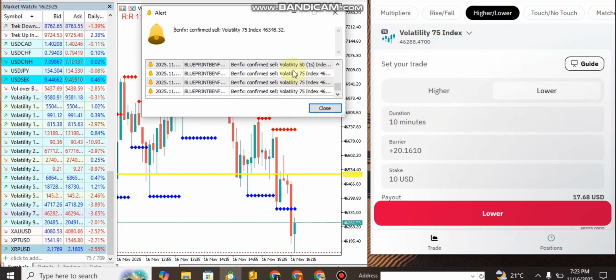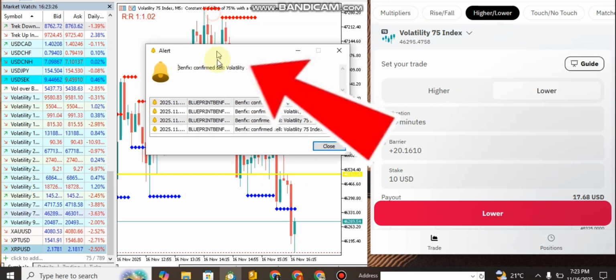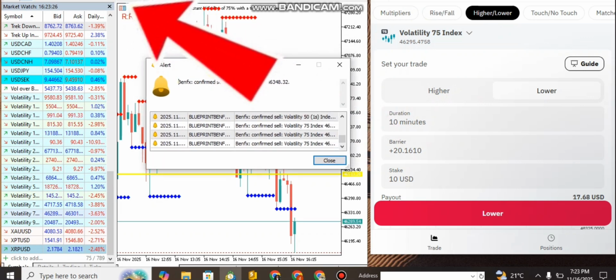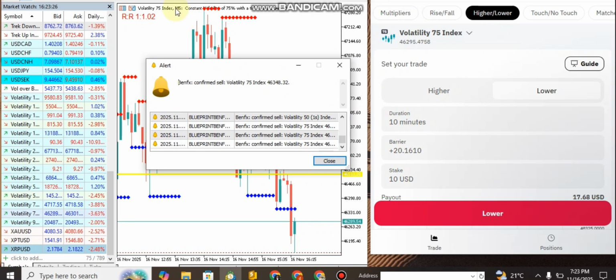Now we shall be trading on the same market. You can see it's volatility 75 here, and you can see that the risk to reward on our screen is 1:1.05 on our MT5, where we have the software which is giving us signals and confirmation to enter the trades. Now on the other screen, I must put the correct settings.